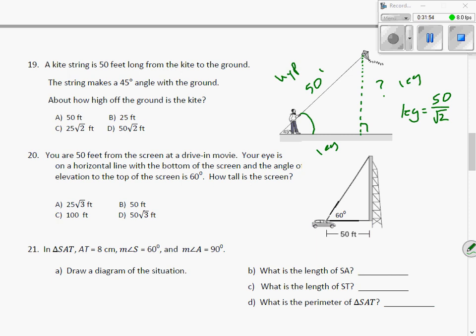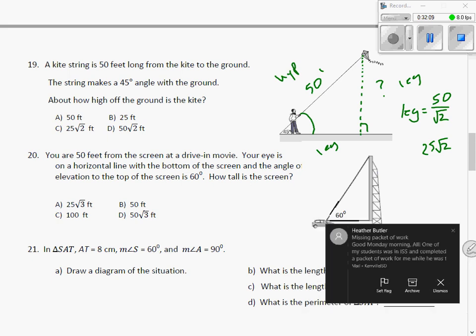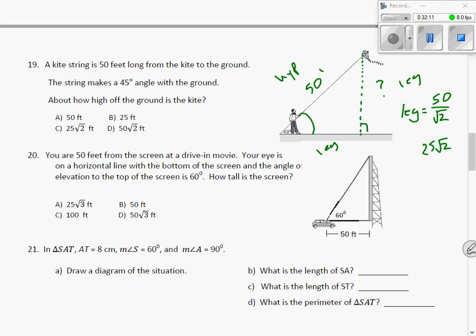So 50 divided by the square root of 2, I'm not going to rationalize it this time. Well, I can do it in my head now, I've done it enough, but I think it's 25 root 2, which is what? What's 25 root 2? What's 50 over square root of 2? Same thing. 35.4? So we're approximately 35.4 feet off the ground. Oh, here it is. 25 root 2.